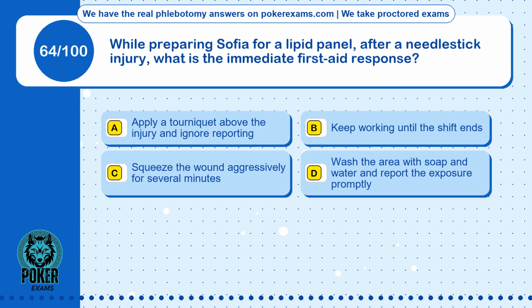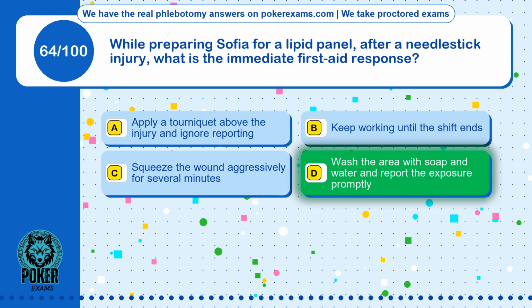Question 64. While preparing Sophia for a lipid panel, after a needle stick injury, what is the immediate first aid response? Option A, apply a tourniquet above the injury and ignore reporting. Option B, keep working until the shift ends. Option C, squeeze the wound aggressively for several minutes. Option D, wash the area with soap and water and report the exposure promptly.